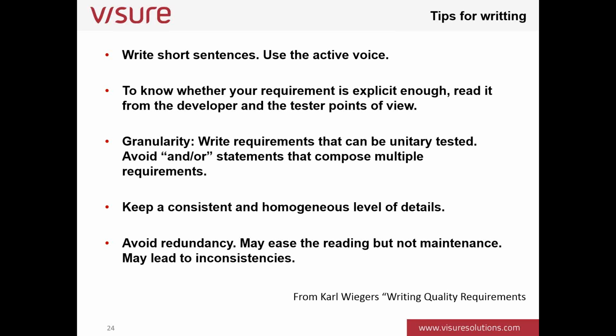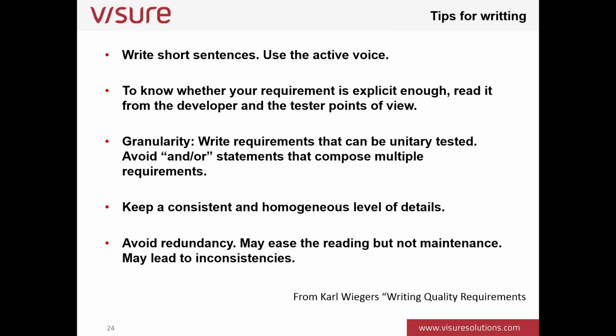Regarding granularity, write requirements that can be unit tested. For that, avoid using an "and" statement that composes multiple requirements. For example, "The system shall manage users and provide reports." Those are clearly two separate requirements: one is for managing users, one is for providing reports. So write two separate requirements. Don't use an "and" to put two requirements together, because that is going to be complicated to test and complicated to trace. We will be talking about that in the third chapter of the webinars.